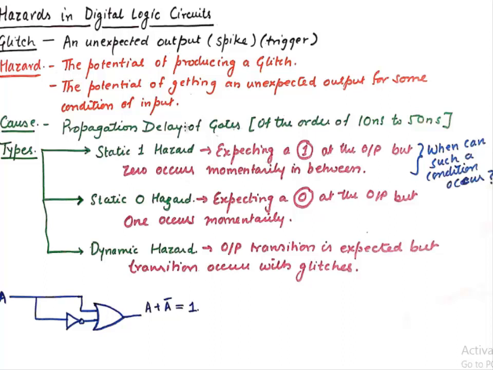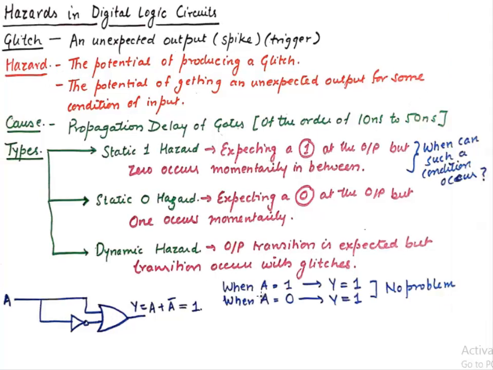The main reason for a static 1 hazard is the condition written over here. This is the condition when we get a Boolean expression like A plus A bar, which essentially is 1 always. So if we give a 1 here or a 0 here, it does not affect the output of the Boolean expression. But does it actually happen in reality when we realize this expression with logic gates? Let's see that. When we give a 1 at the input, Y is 1. When we give a 0 at the input, Y is 1.